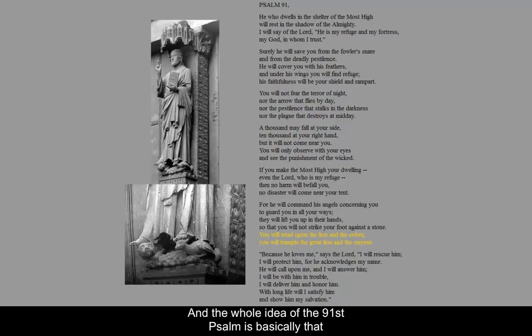But I think that in different versions of the Psalm, they also describe them as different kinds of creatures. And the whole idea of the 91st Psalm is basically that God is going to protect you, and that when you're under his protection, under his wings, nothing bad will happen to you. And what we're seeing is this holy figure. He's got bare feet, and he's literally stopping the evil from happening by stomping it down, or by surmounting it and being more powerful than it is.